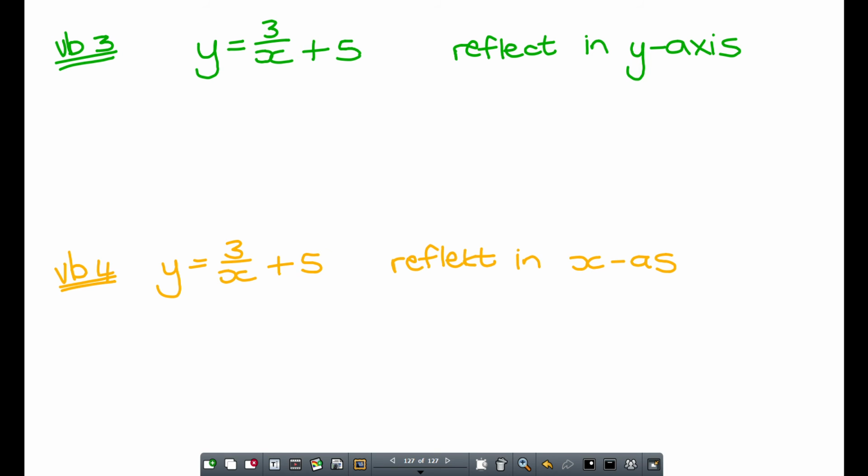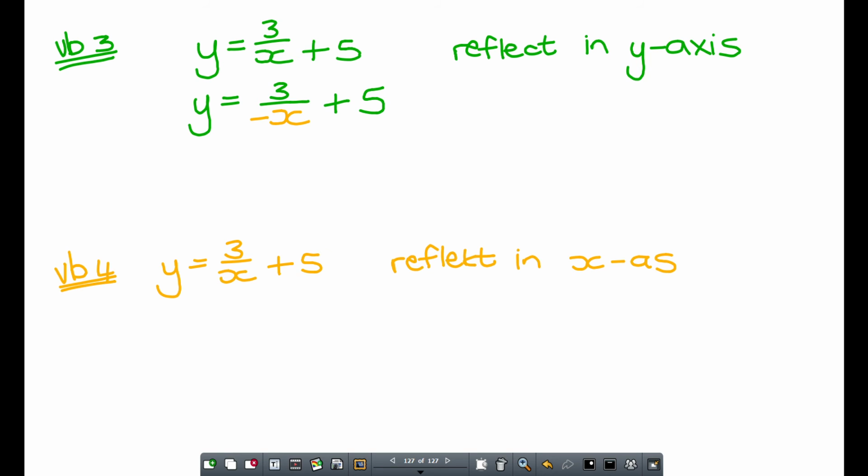No, there's no exponent, so it doesn't matter. Voorbeeld 3. So because we're reflecting in the y-axis, the only thing that's going to change is the x value. So it's going to be y is equal to 3 over minus x. And the plus 5 stays the same.